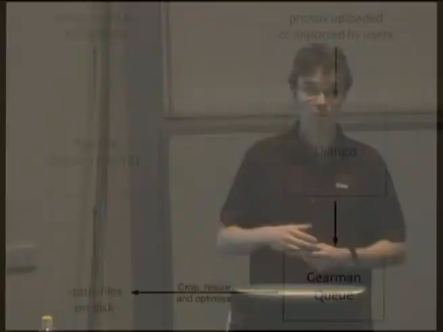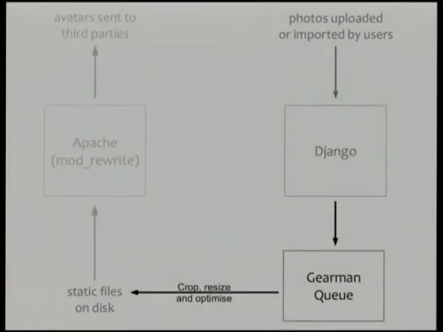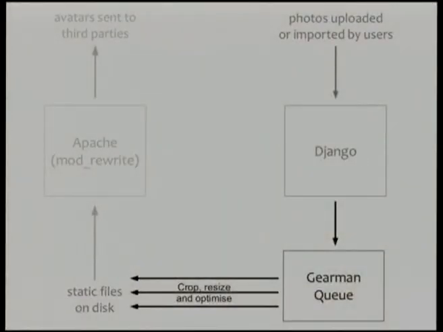Now, it is a little bit more complicated than this, because there's an extra step for scalability purposes, which is that the Django application uses a Gearman queue to put all of the slow operations, so things like crop, resize, and optimizing images using JPEG Optim and OptiPNG. Those things take a bit more time, so the queue is there to make sure that only one of these operations happens at once. Obviously, if that becomes a bottleneck, it's really easy to scale it up and just add workers to the queue.